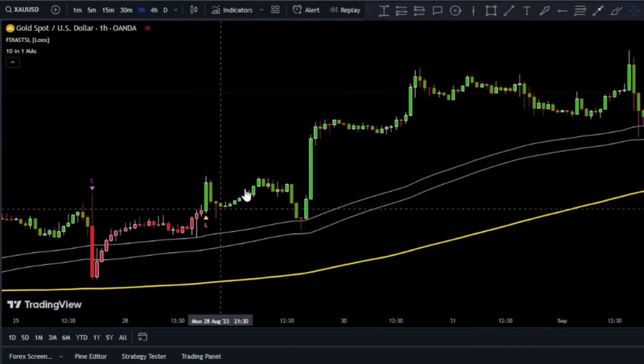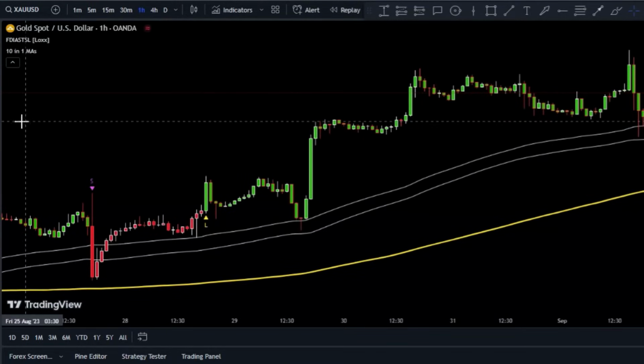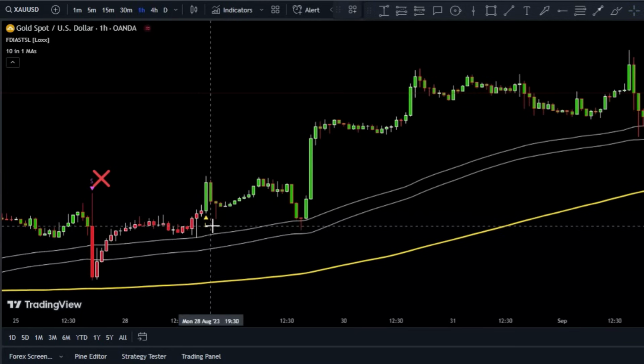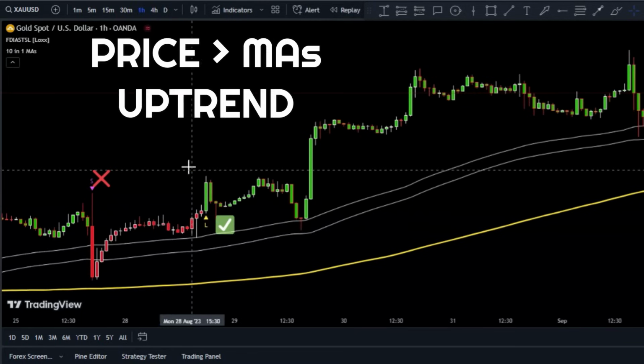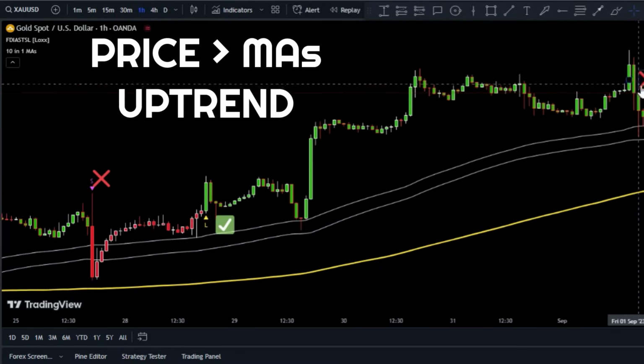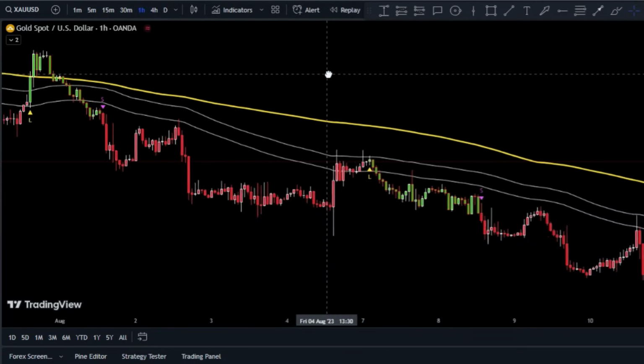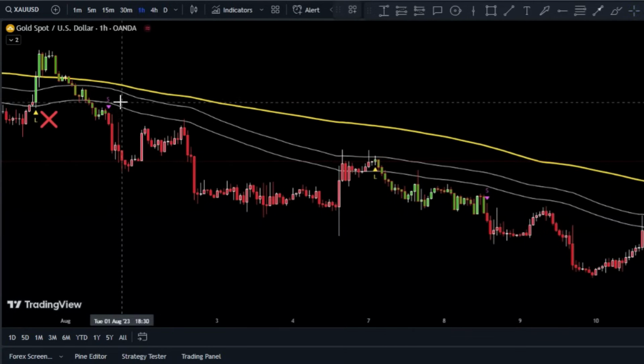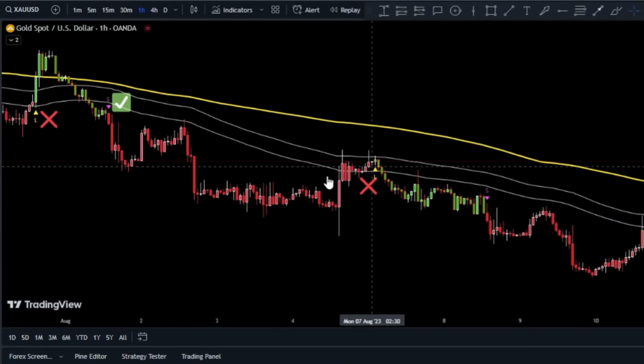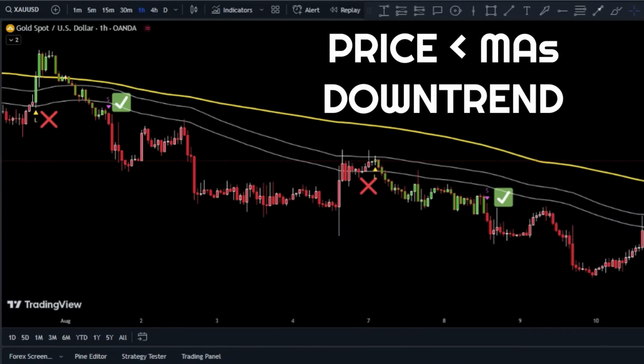With these optimized settings, we can use the moving averages to confirm the overall market trend direction. When the price is above all the moving averages, indicating an uptrend, you should only take buy signals. And when the price is below all the moving averages, signaling a downtrend, only take sell signals. This ensures you never trade against the prevailing trend.